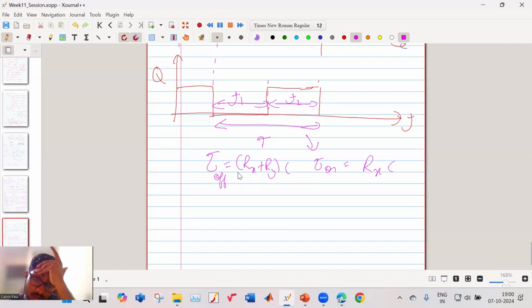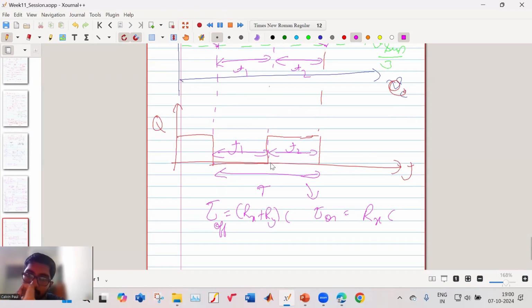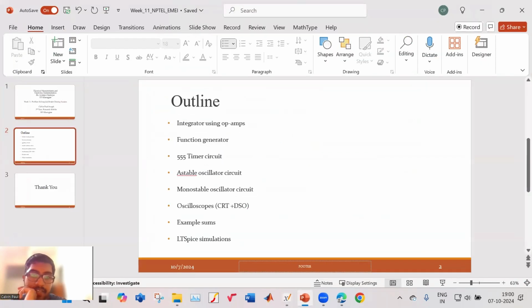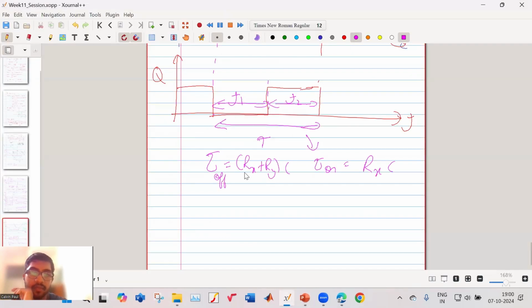So your time constants also will change, and your time also will depend on your time constants. From that we can make some derivations of what will be the frequency, etc. And we have some sums. When we solve that, we will understand those constants even better. So now we have an astable oscillator circuit.